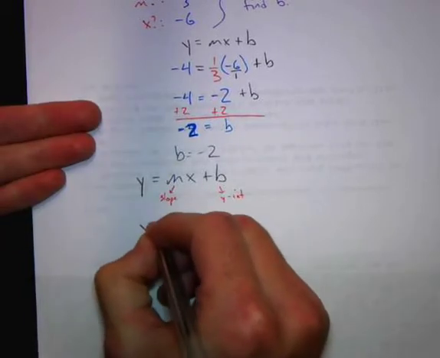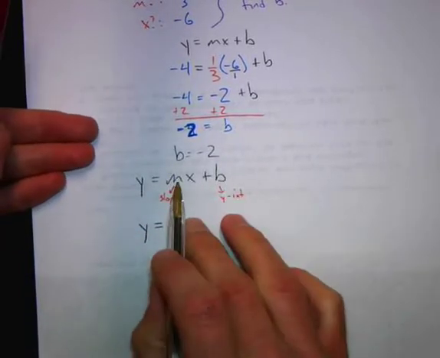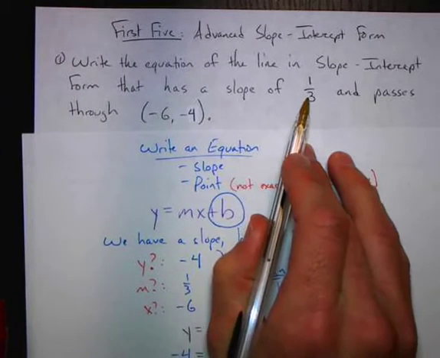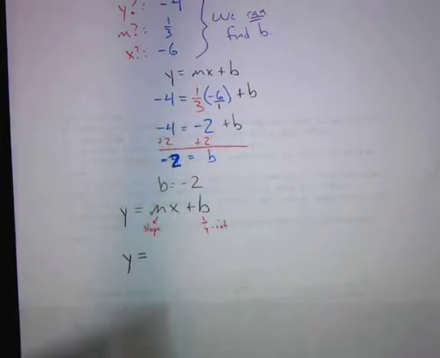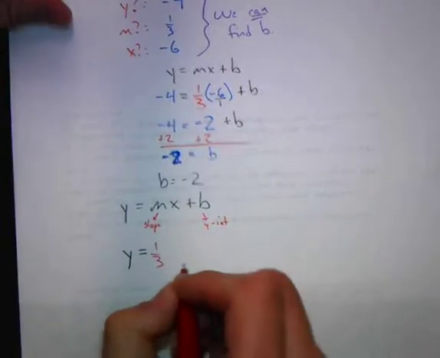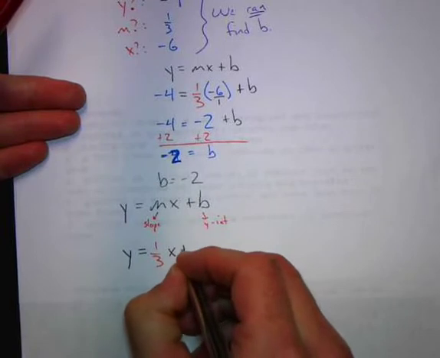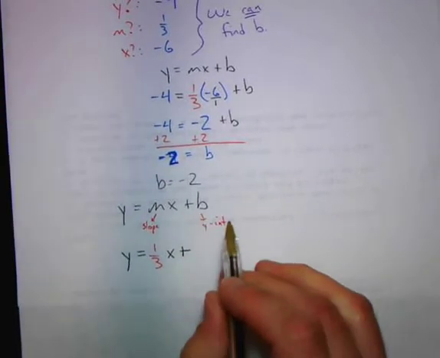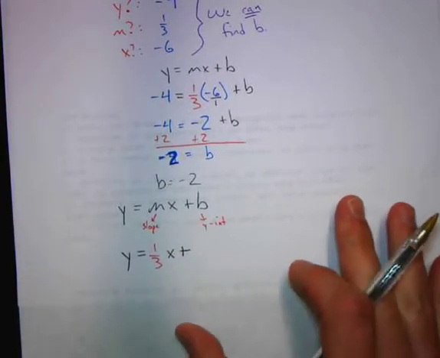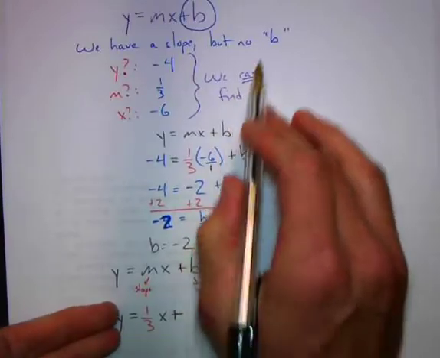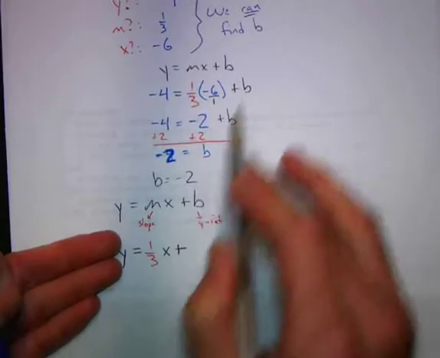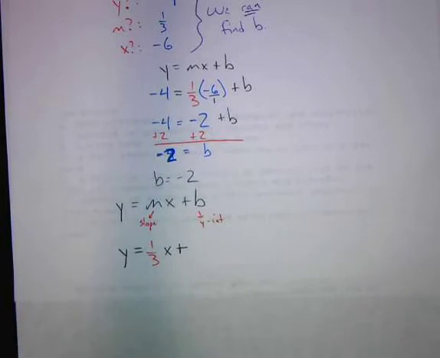So we write the equation. Y equals m is the slope that we have, and we go back to the original problem. Slope is 1/3. So the m is 1/3. Here's our x. Here's the plus sign. And then b comes from the y-intercept. Now where is the y-intercept? The y-intercept is what we found. Remember, we did all that work to find out that b is -2. So there's our y-intercept, -2.